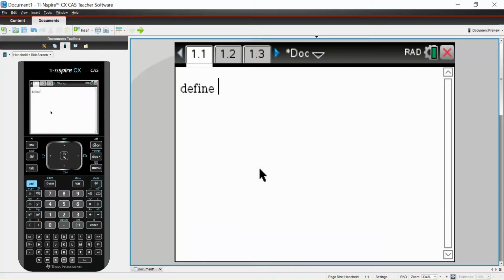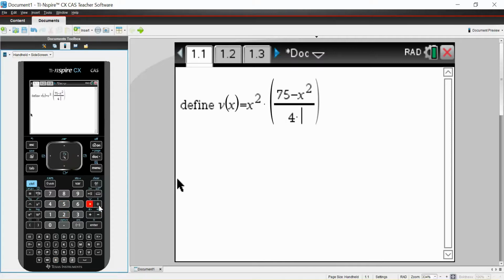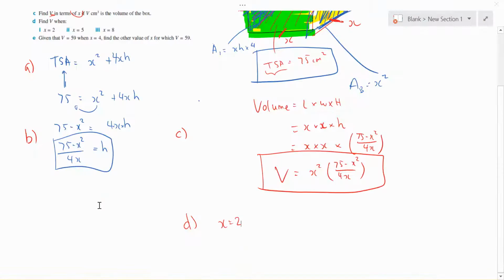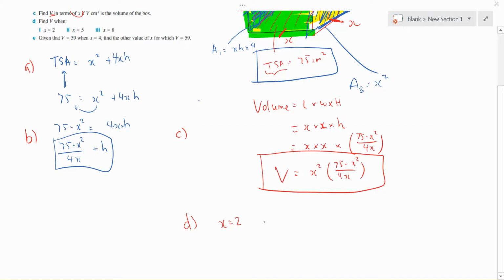So I'll do it again: define v of x, or f of x, whatever you want to call it. So I'm doing v of x equals x squared multiplied by bracket, control divide, which gives me that bracket there, 75 minus x squared divided by 4 times x. Is that right? Yes, that is correct. Now I've got my v of x, and I want to substitute x equals 2. So all you have to do is v of 2. Bam, 71 on 2. So v will equal 71 on 2.